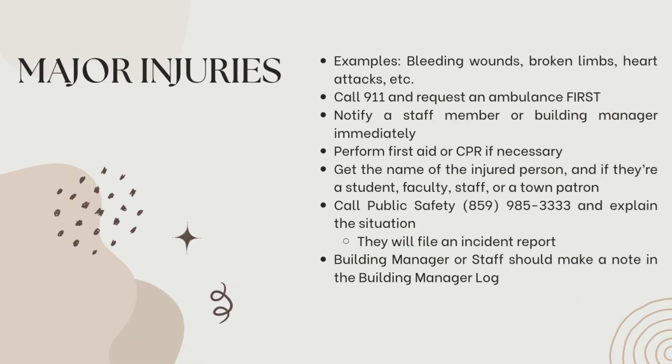Major injuries. Examples would include bleeding wounds, broken limbs, heart attacks, etc. First, you will want to call 911 and request an ambulance. Then you would like to notify a staff member or a building manager immediately. Perform first aid or CPR if necessary. If you cannot do CPR, all of our building managers are trained in CPR, so you can just grab one of them.